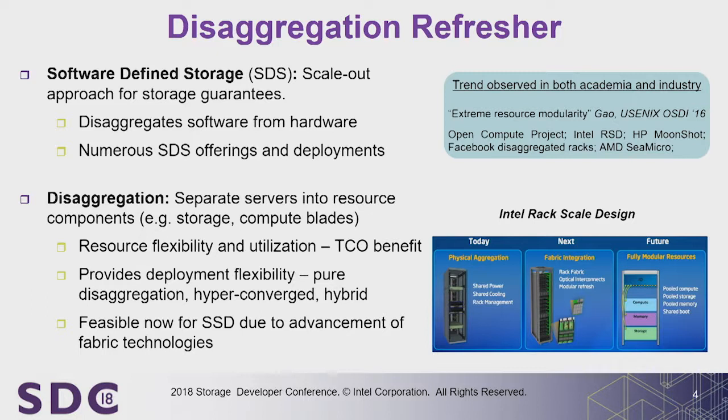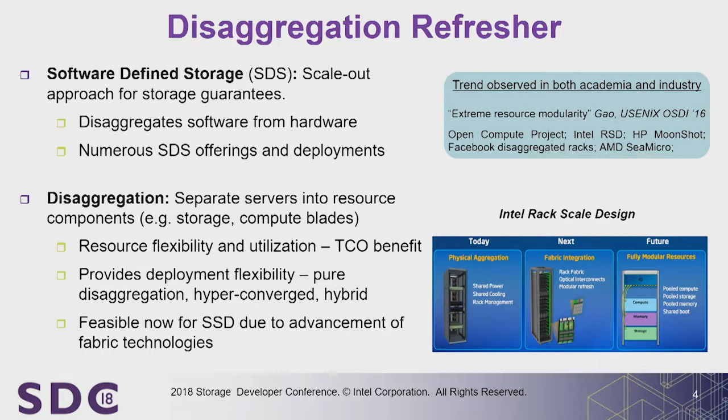And another angle of the disaggregation is basically separating servers into resource components. So the disaggregation is all about, as I quoted here from the Unix paper, extreme resource modularity, because that provides resource flexibility as well as utilization. That is a direct TCO benefit, and you can see the benefit while deploying your infrastructure.